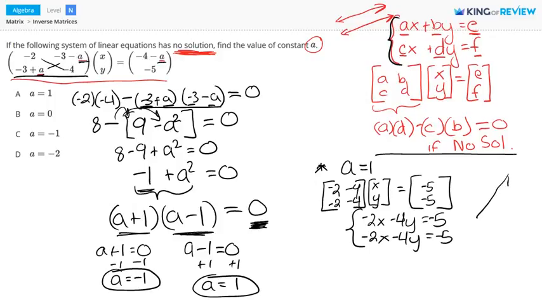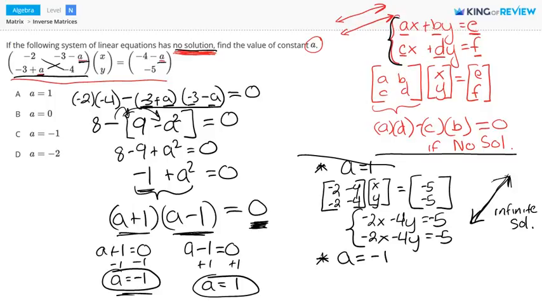That means if we have a line like this, the other line lies right on top of it because they're the same line. So this means there's infinite number of solutions. Infinite solutions. So this one would not be correct. Again, we're looking for one that has no solution. So now let's look at when a equals negative 1.